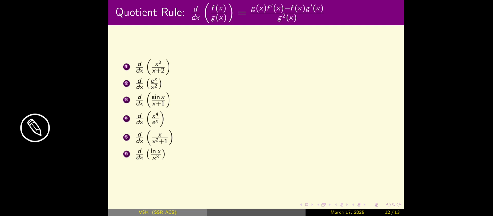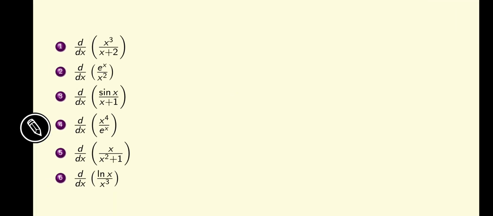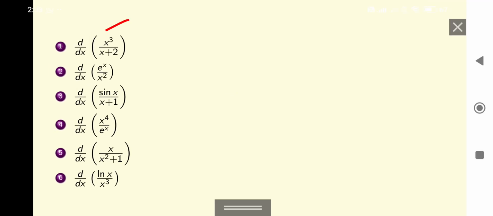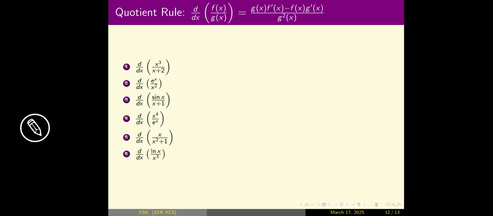And the examples of quotient rule: here also this is your f(x), this is your g(x). In this case sin x is f(x), x plus 1 is g(x). So applying this formula as explained in the example, you can find the values very easily.